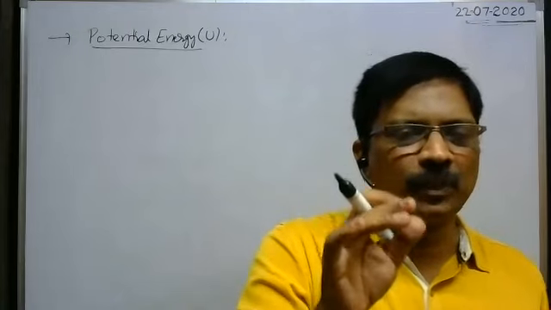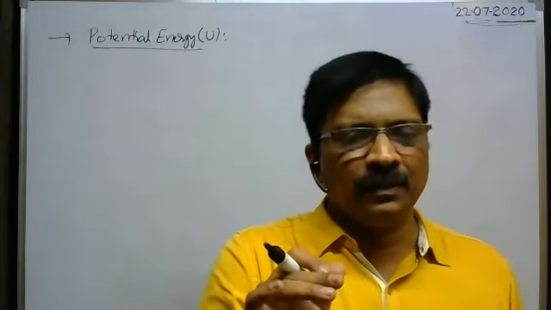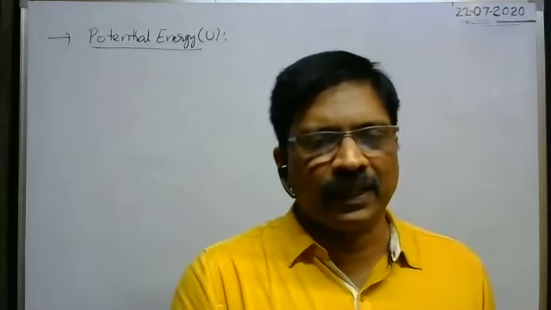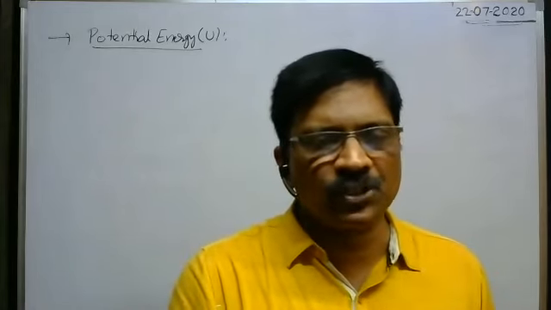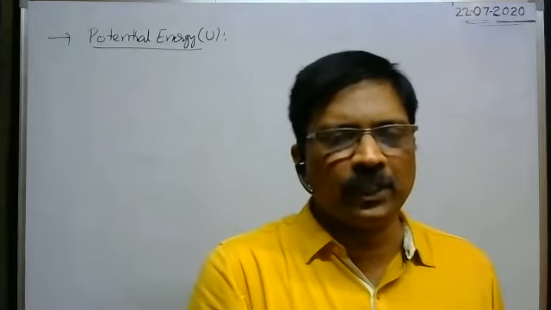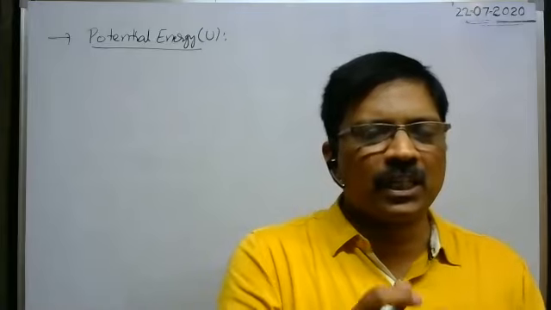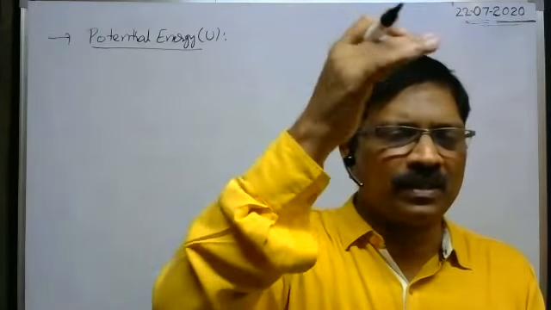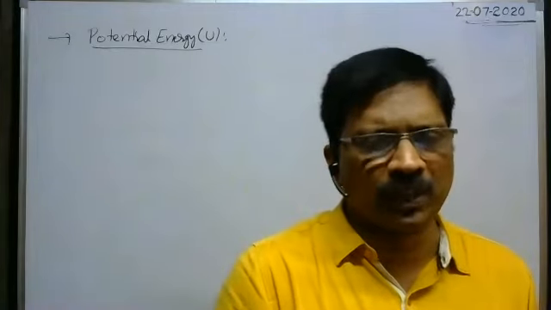So the energy possessed by the body by virtue of its position or configuration or shape or size, that is called potential energy of a body. Position means height only, no? The energy possessed by the body by virtue of its position means at what height the body is there. Based on that height, the body possesses some kind of potential energy.